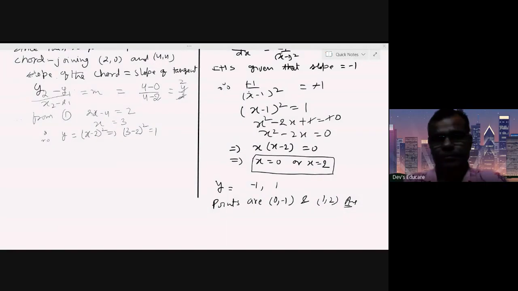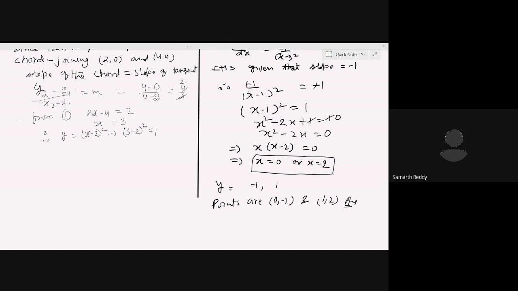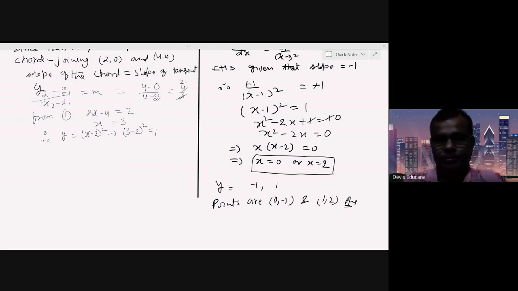Sir, how did you get the y coordinates? Just put the value of x in the equation of the curve. The points are on the curve, so we definitely will put the value of x in the equation of the curve.